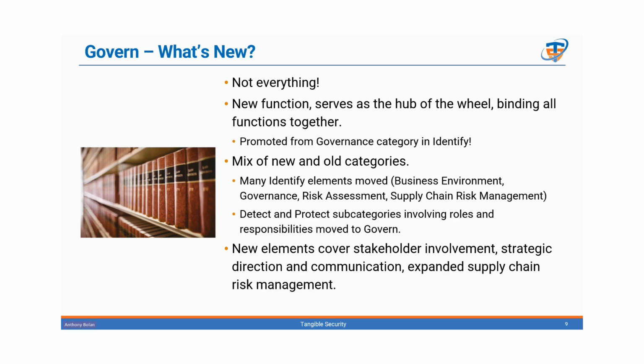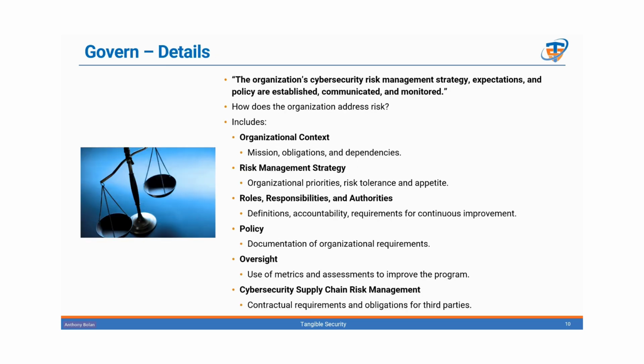And so to look at what that is in a little more detail, the way NIST defines this is the organization's cybersecurity risk management strategy, expectations, and policy are established, communicated, and monitored. What this really means, quite simply, is how does the organization address risk? And this is an area where we've seen a lot of difficulty with clients that we've worked with in determining this. Organizational culture can sometimes be an issue. You have to have management buy-in in order to actually implement a lot of these elements. And there's an increasing need to evaluate the cybersecurity programs of third parties.